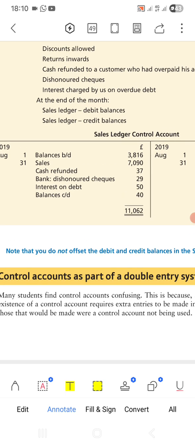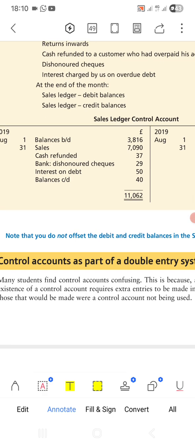As I said earlier on, we are going to be extracting totals from various subsidiary books to the control accounts. So on the debit side here, we're having credit sales. We also have cash refunded. Remember, we're talking about cash refunded to credit customers. Then we also have dishonored checks. We also have interest on debt, or maybe interest on overdue accounts. So those items will be on the debit side.